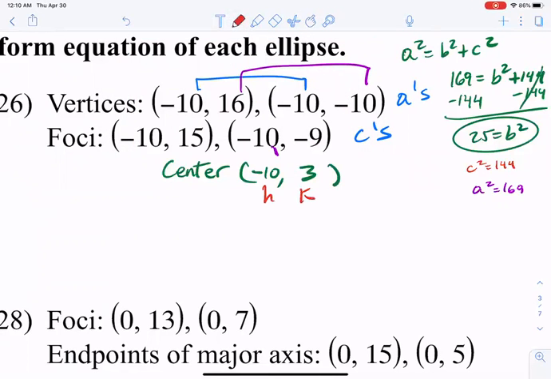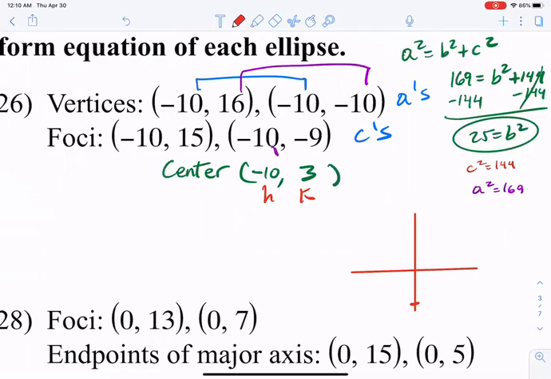Now, the last thing you need to find out is whether this is a horizontal or vertical transverse axis. We said that the negative 10s are fixed, right? So that's not moving. What's moving is the y coordinates. That implies that this is going to be a vertical major axis, right? If you're confused, draw your picture. Draw your picture if you're confused.